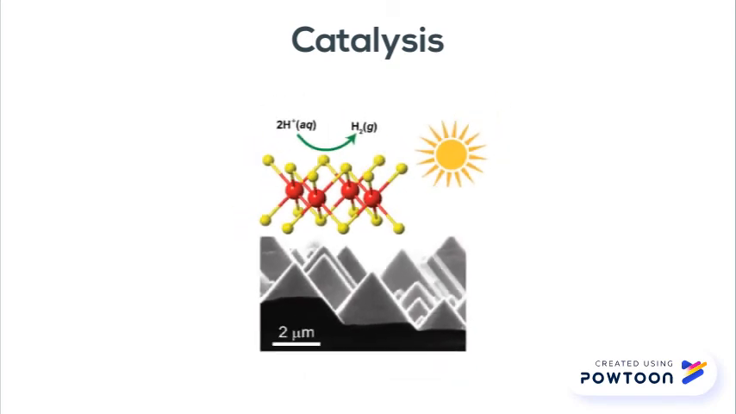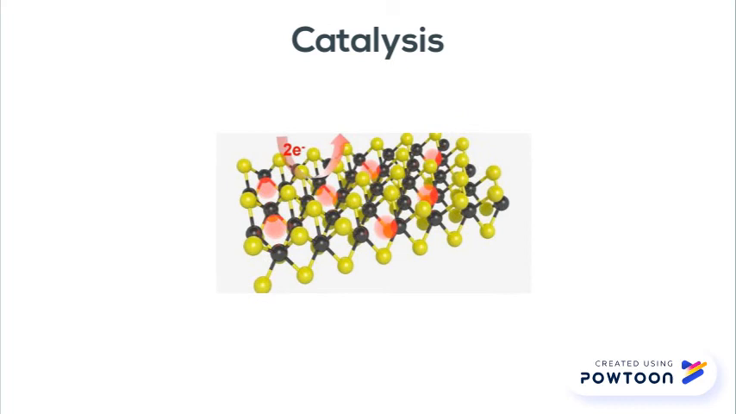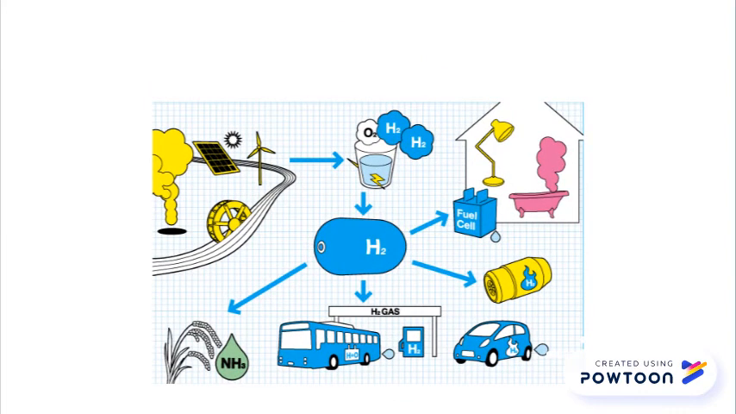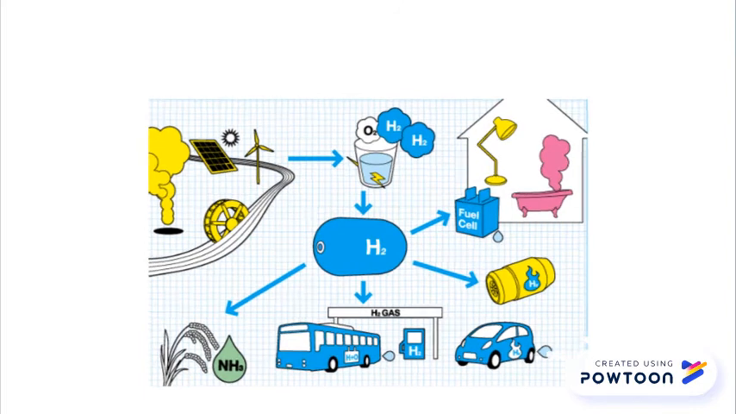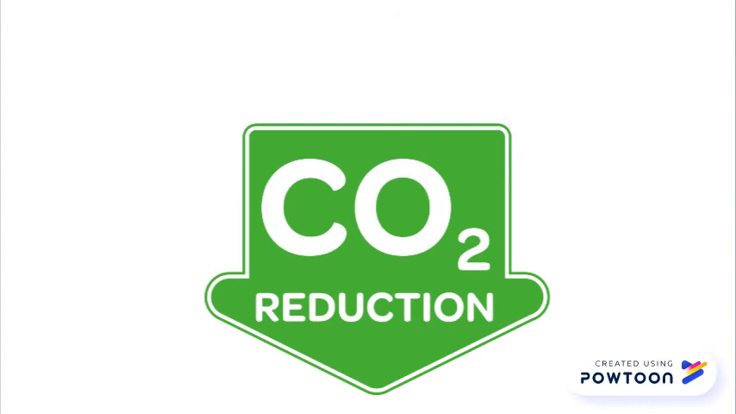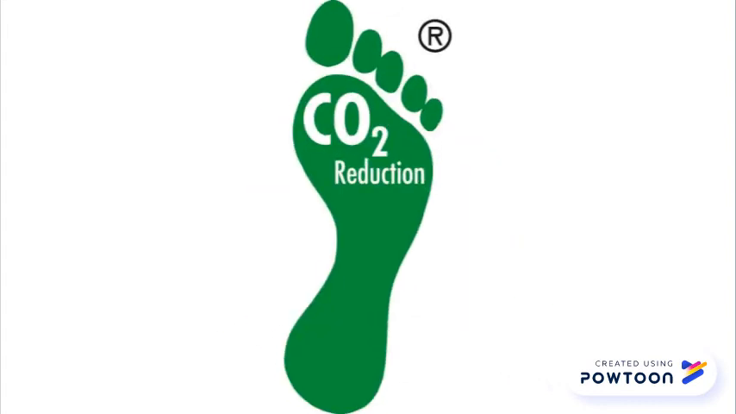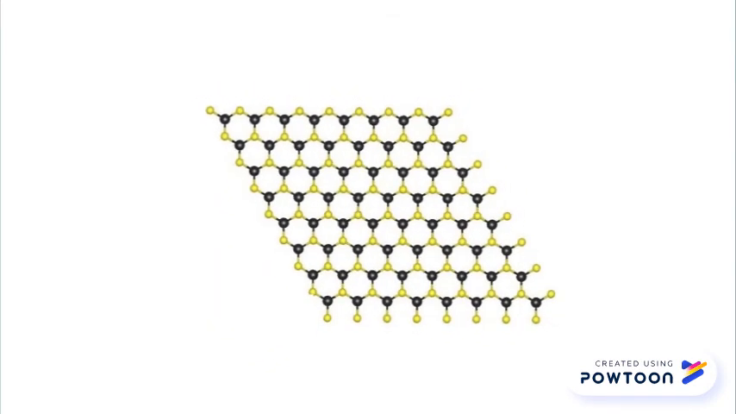Indeed, 2D materials like molybdenum disulfide and tungsten disulfide have shown promise as catalysts for hydrogen evolution reactions. 2D materials for hydrogen production can ensure access to cleaner fuel. These materials have also been used for CO2 reduction reactions and hence can reduce the carbon footprint, making the planet greener and cleaner.